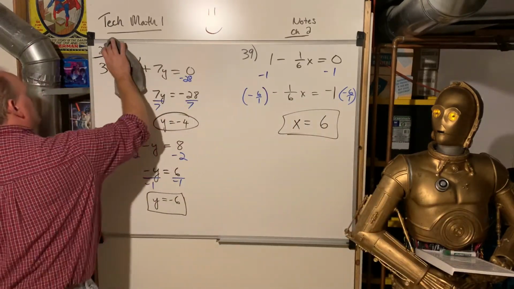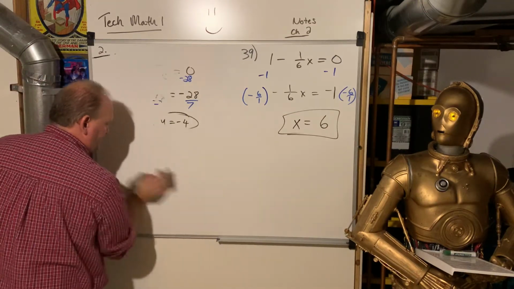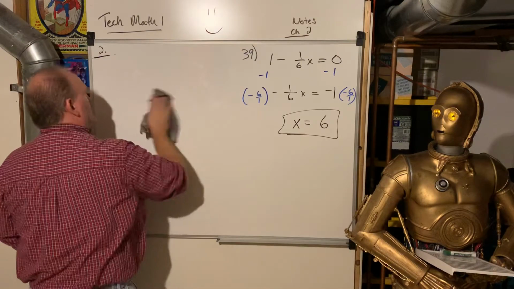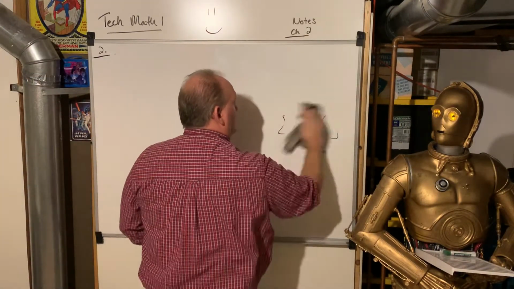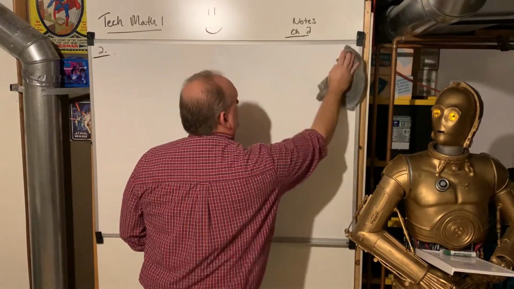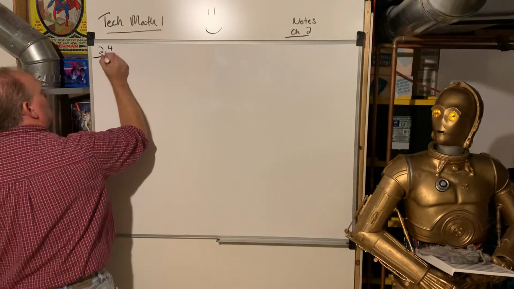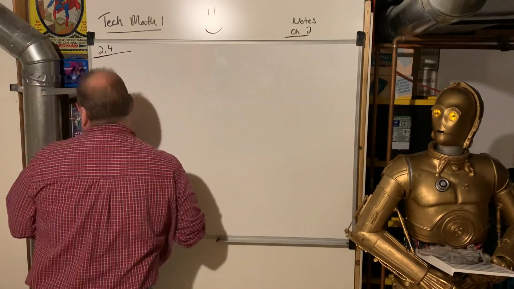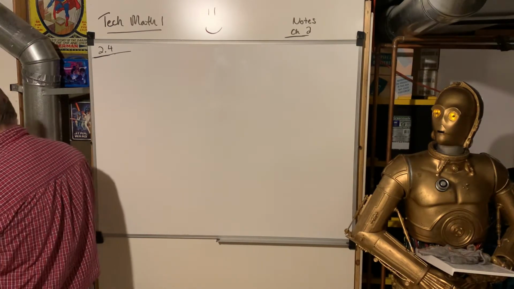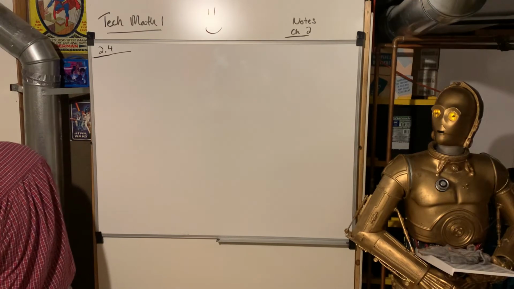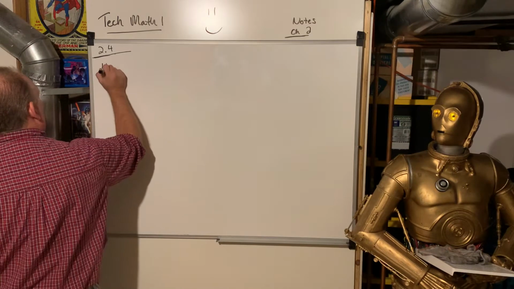That was 2.3. Let's take a look at 2.4. That's going to be the distributive property. Okay, so 2.4 is the distributive property. So in the blue book, we're looking at page 68. So that's number 40.